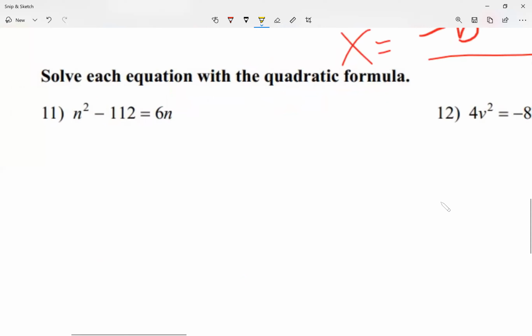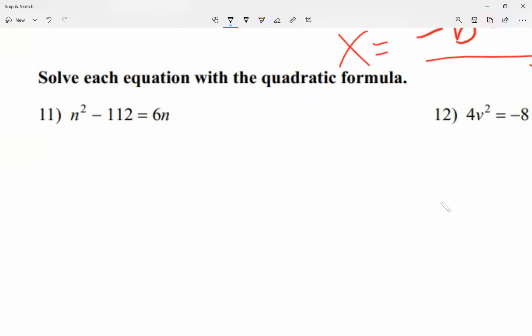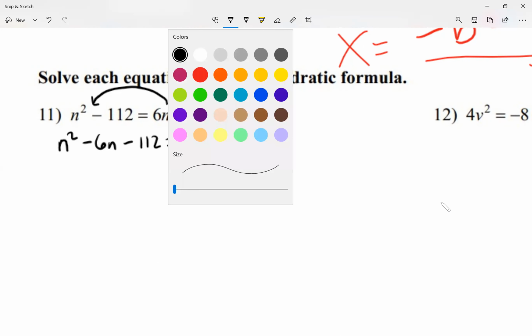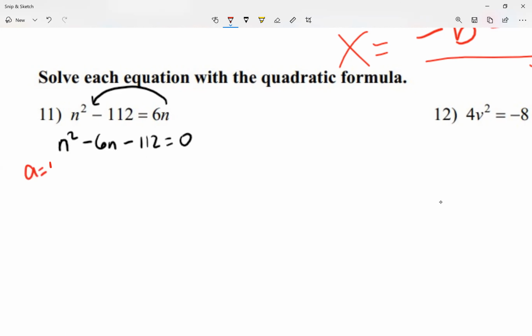Meanwhile, let me write here question number 11. I want to write everything on the left side. I want the right side to be 0. So let me rewrite this as n squared minus 6n minus 112 is equal to 0. Notice the 6n, I moved it over there. Don't forget to switch the sign. Yesterday we learned that my a is 1, my b is negative 6, and my c is negative 112, because yesterday we were looking at the discriminant.